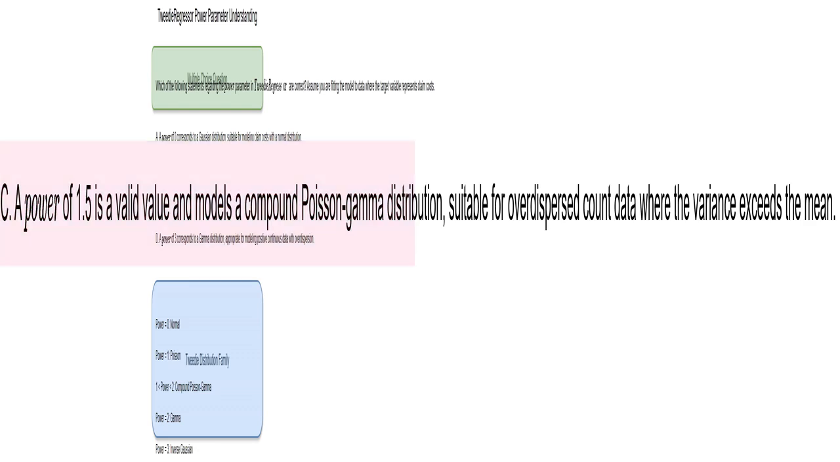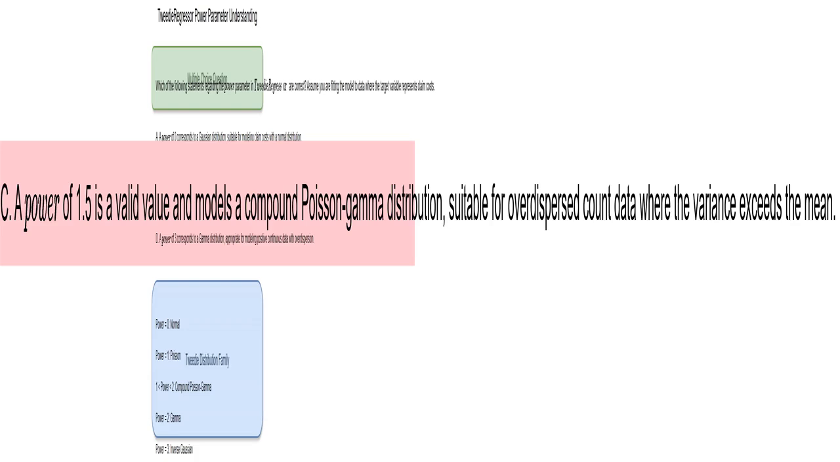If your power parameter falls between 1 and 2, you are working with a compound Poisson gamma distribution. Think of this as a more flexible version of the Poisson. It's particularly useful when you deal with counts where variance is larger than the mean, a situation often seen in insurance claims. Overdispersion. A power parameter of 2 gives you a gamma distribution.